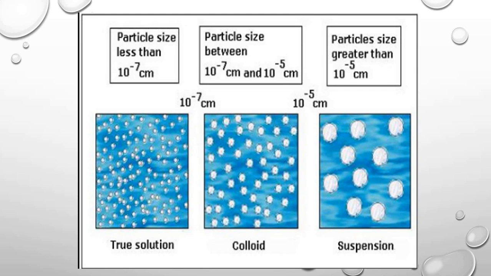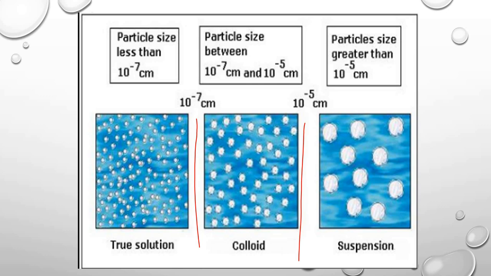There are things that look like solutions that aren't. So a true solution is anything less than 10 to the minus 7 centimeters in diameter. So very, very small. But there's this area in between what we call solutions and suspensions. It's called a colloid. And a colloid has a diameter between 10 to the minus 7 and 10 to the minus 5. Okay, so it's small enough to stay in solution, but it's big enough to catch light. And this is where we're able to say whether it's a true solution or if it's not.